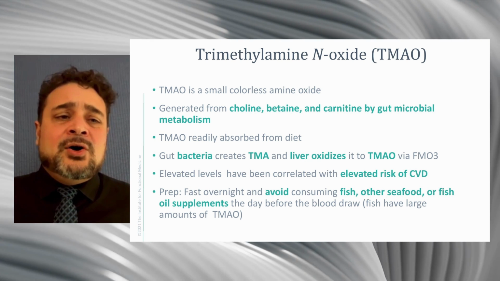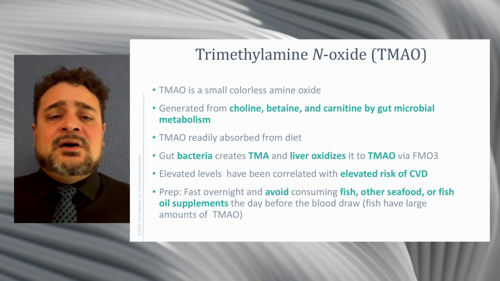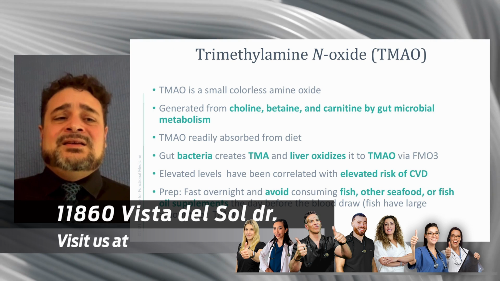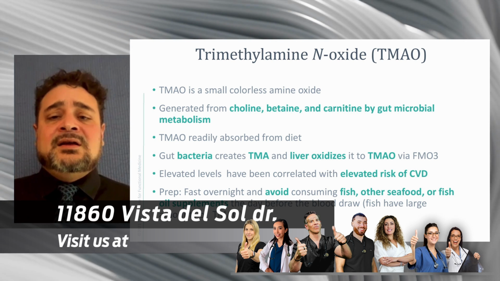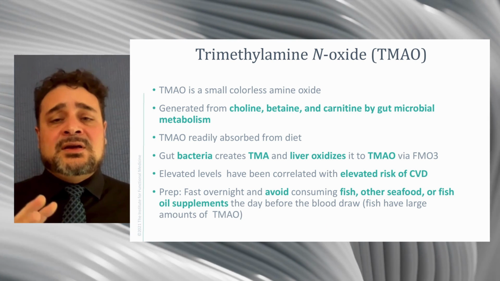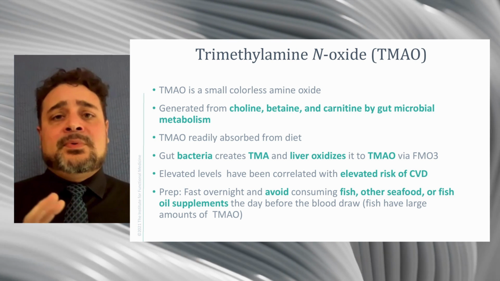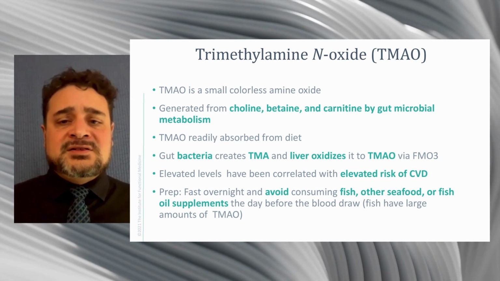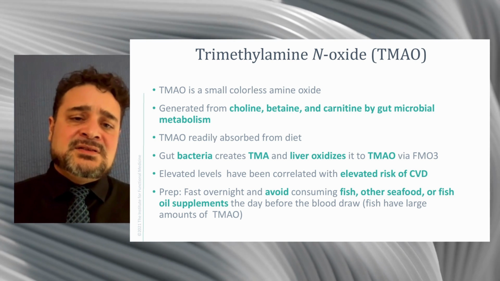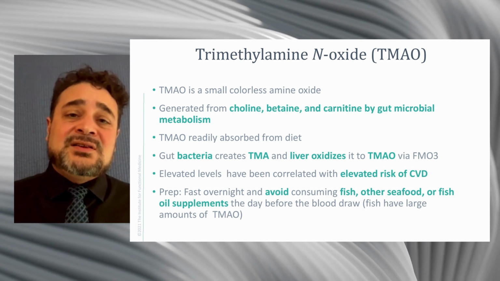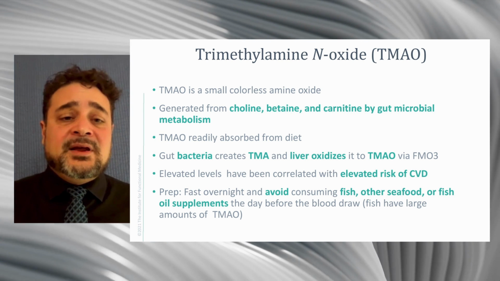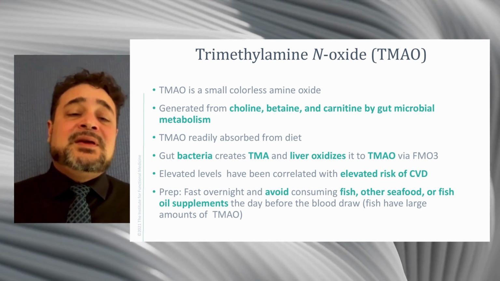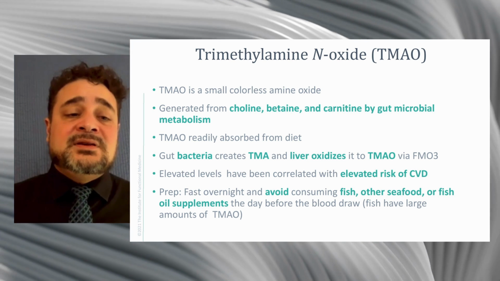So what about TMAO? TMAO is a small colorless amine oxide. It is made from choline, betaine, and carnitine, which is mainly found in animal protein or animal products. And what happens is that a specific type of bacteria in the gut, not everybody has them, can make TMAO from these things.